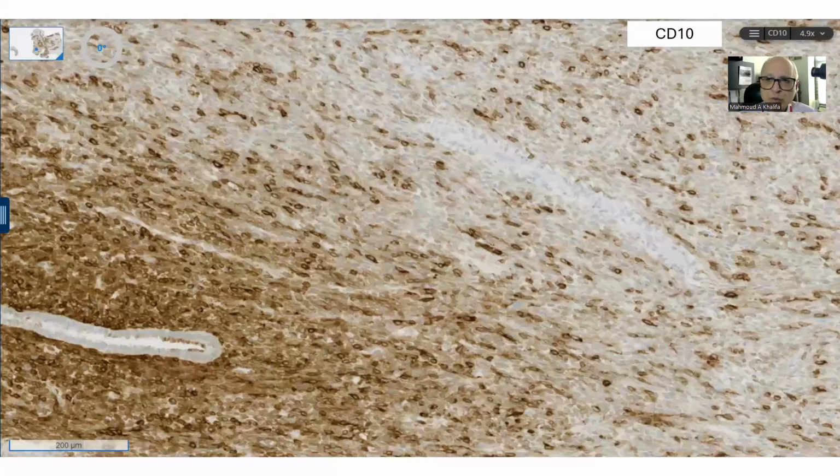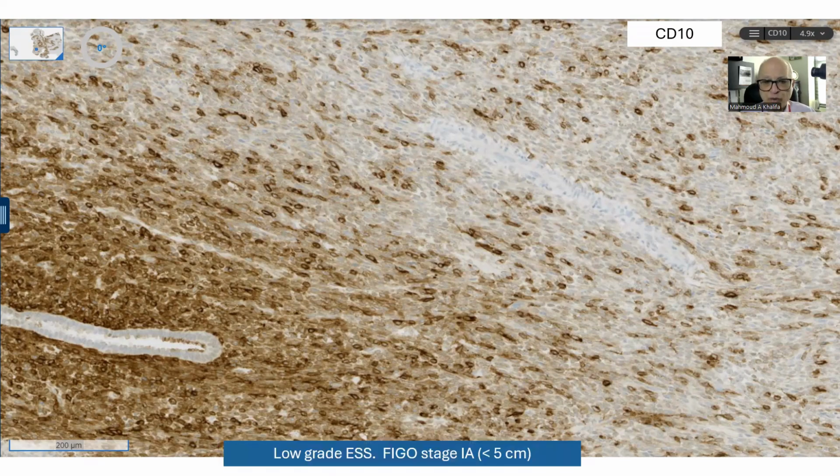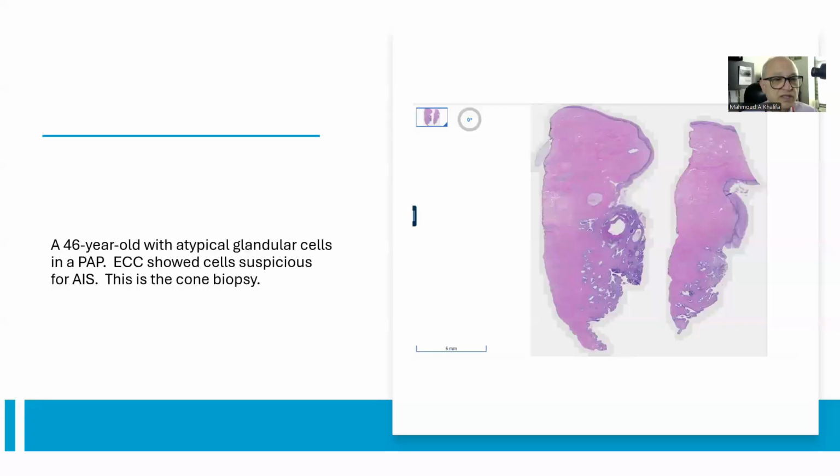For those of us who like immunostains, CD10 is positive in this case. In my opinion, CD10 is a completely useless stain. It's very non-specific. I don't do it, but you can do it if you like it. So this will be a low-grade ESS, and since the tumor is less than 5 centimeters, it will be called stage 1A ESS.